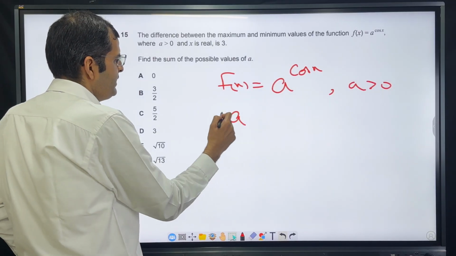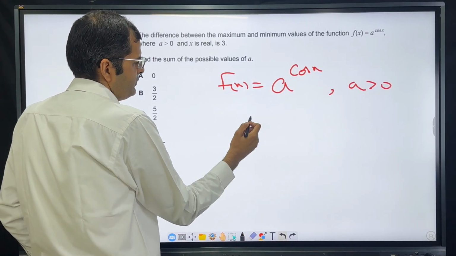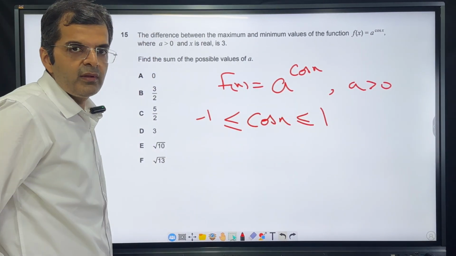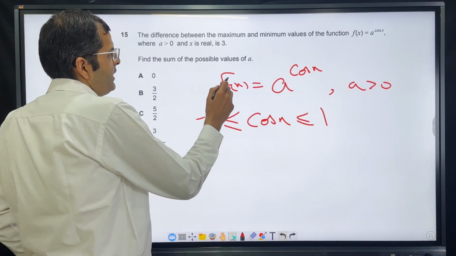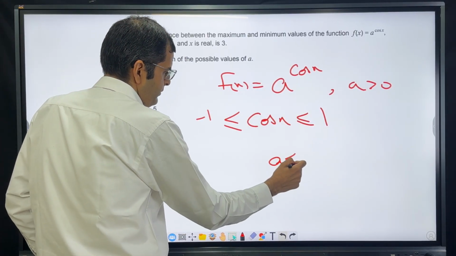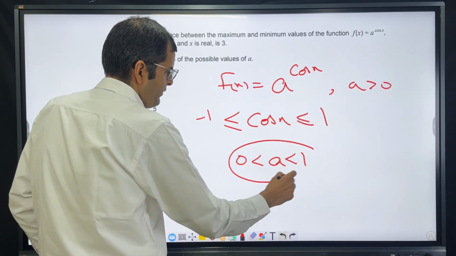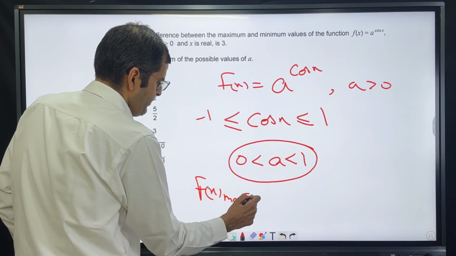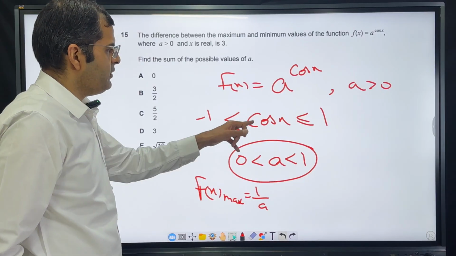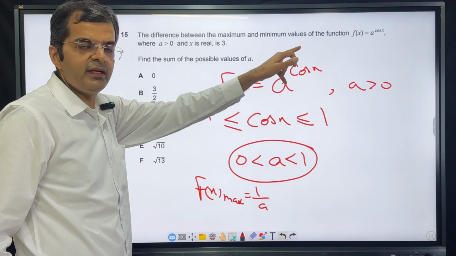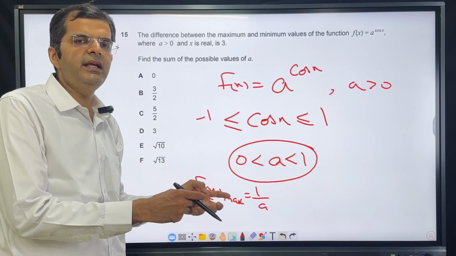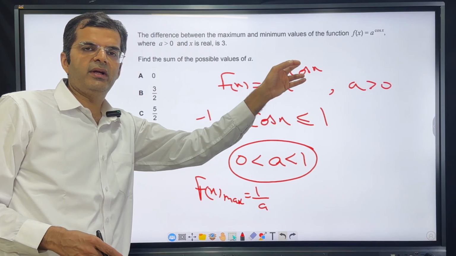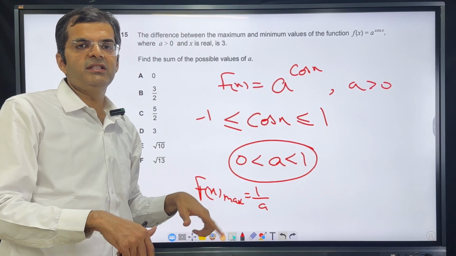So now when a lies between 0 and 1, first of all, cos x lies between -1 and 1. Now a is greater than 0, so a is positive but between 0 and 1. In this case, f of x maximum will be 1 by a, because when cos x is -1, this becomes a raised to -1, which is 1 upon a. Let's say a is 0.5. So the maximum value is 0.5 raised to -1, which is 1 upon 0.5, which is equal to 2.